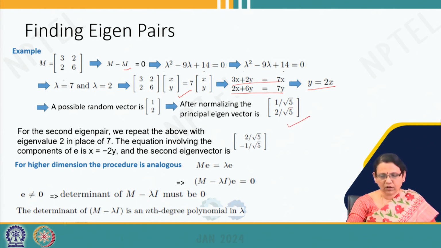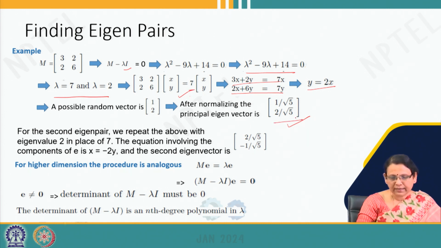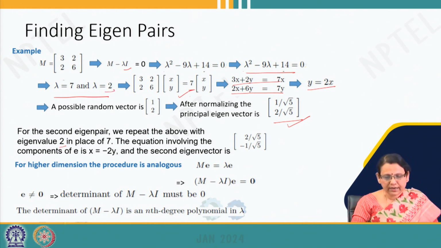Now, this same concept can be extended, because from this we were getting 2 values of lambda. For one value of lambda we got this as our eigenvector, and when we change it to 2, because lambda equal to 2 was the second value, we got this as our eigenvector. For higher dimensions, we can similarly find it out.